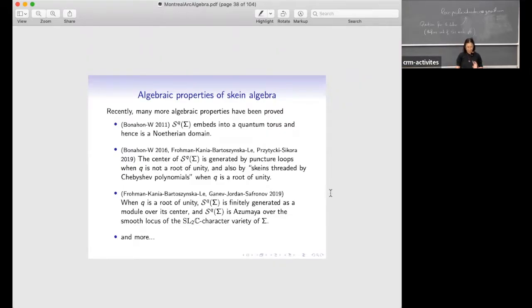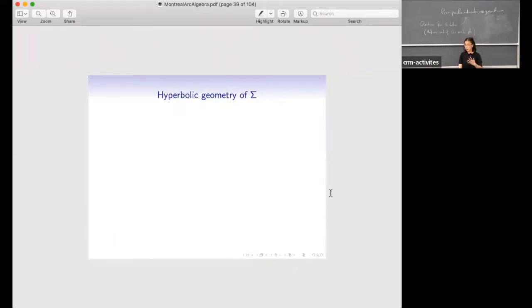All right. So what's interesting here is in this slide, we're starting to see something called the SL2C character variety. And this is what I'm excited about, because this is where hyperbolic geometry starts to appear, right? This is why we're all really excited about the skein algebra, because it's related to hyperbolic geometry. So now I'm going to go back to hyperbolic geometry.